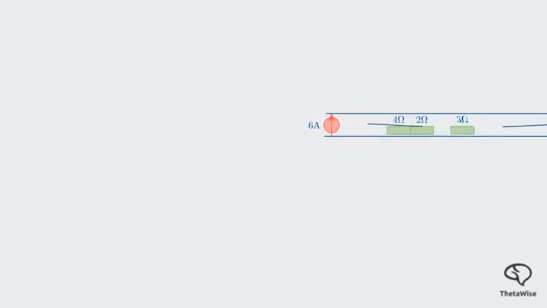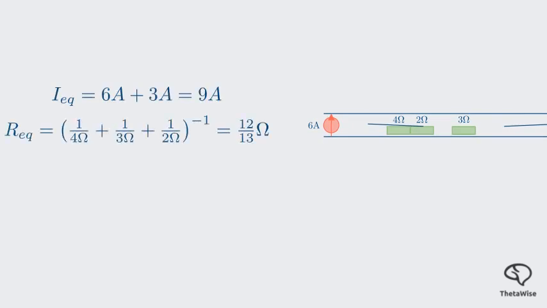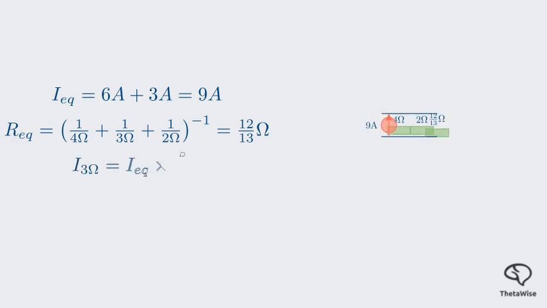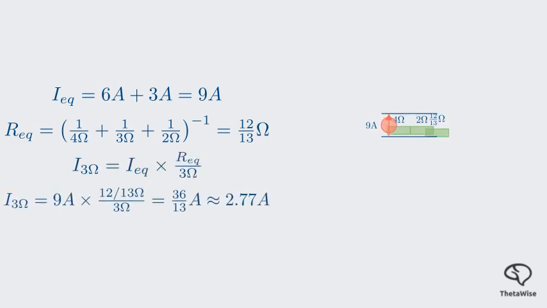We can simplify this further. We can add the parallel current sources. 6 amps plus 3 amps gives a single 9 amp source. And we can combine the parallel resistors. 1/4 plus 1/3 gives 7/12. The equivalent resistance is 12/7 ohms. So our circuit has simplified down to a single 9 amp source in parallel with a 12/7 ohm resistor. We can use the current divider rule to find the current through our original 3 ohm resistor. The current through the 3 ohm resistor is 9 amps times the equivalent resistance, 12/7, divided by 3 ohms.